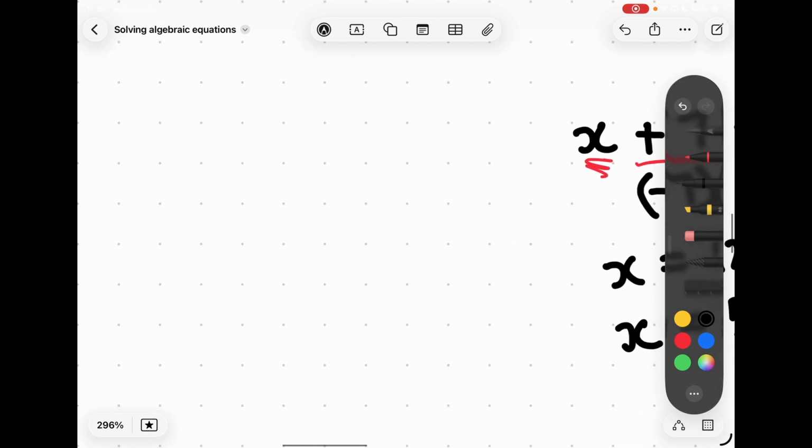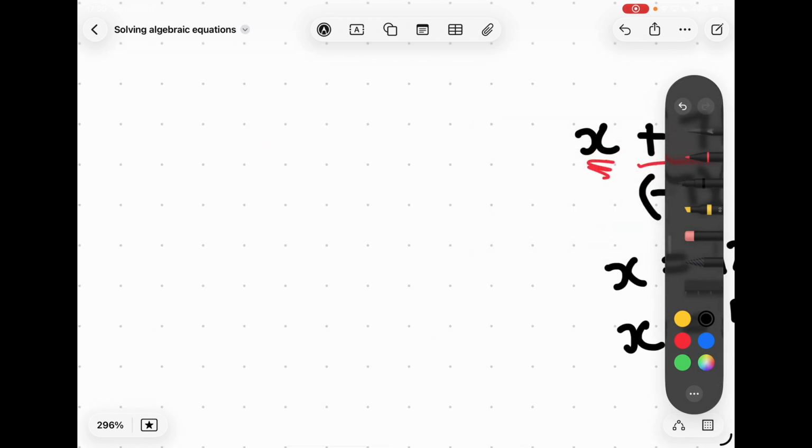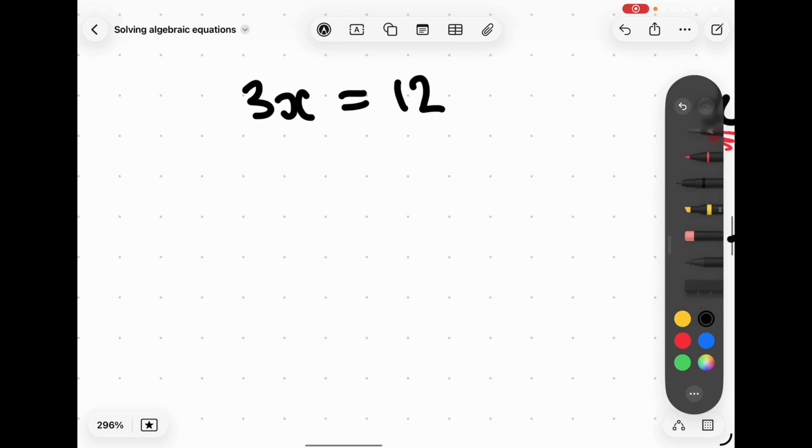Now, what happens if there's something timesing our x? So what if it's 3x is equal to 12? So for this case here, we can see that something is being times by x. So if we think about inverse operations, opposite of plus is minus, opposite of minus is plus, opposite of times is divide, opposite of divide is times. So we have a times here, so 3 times x is equal to 12. So we're going to divide both sides by 3.